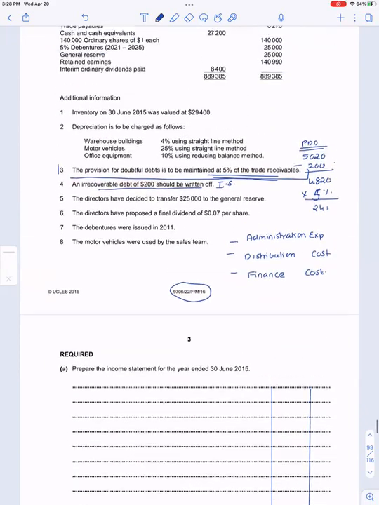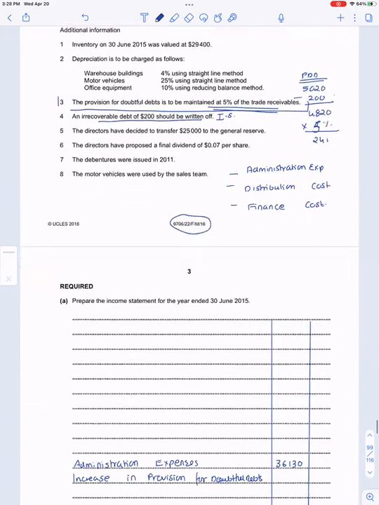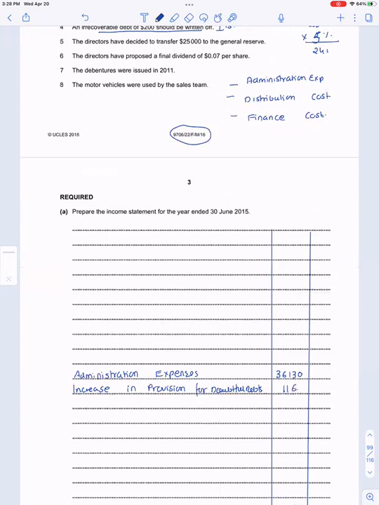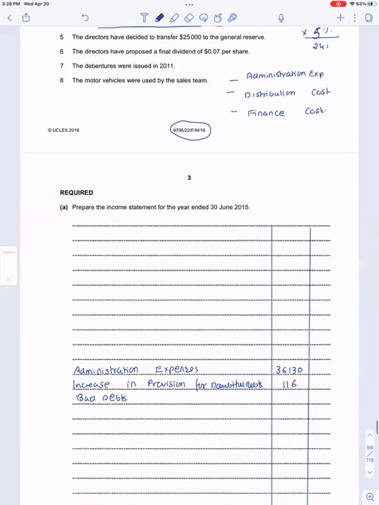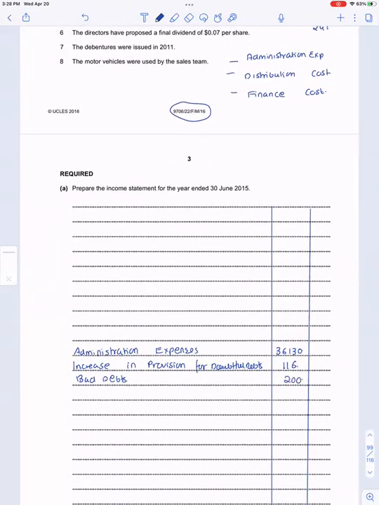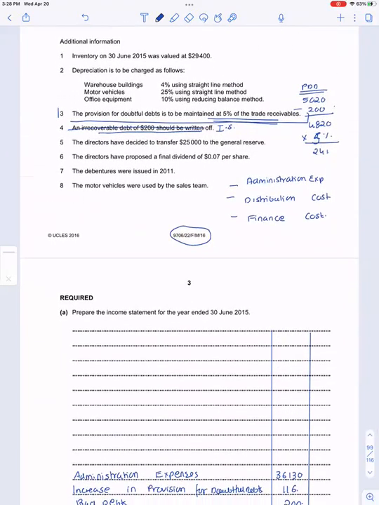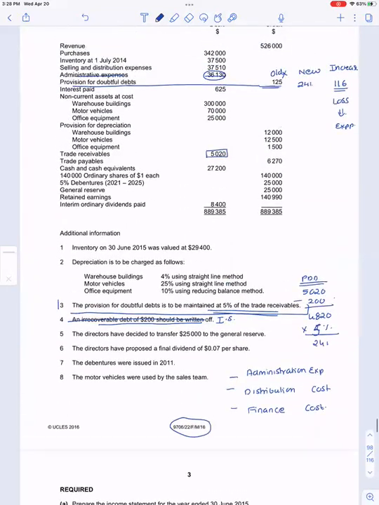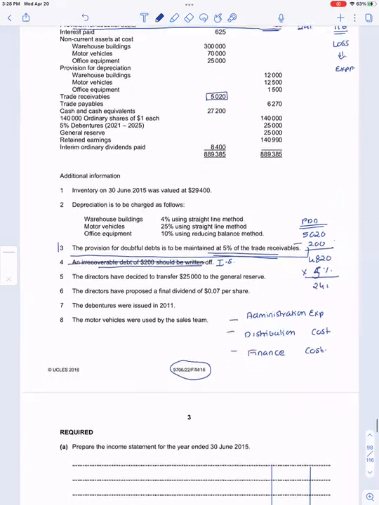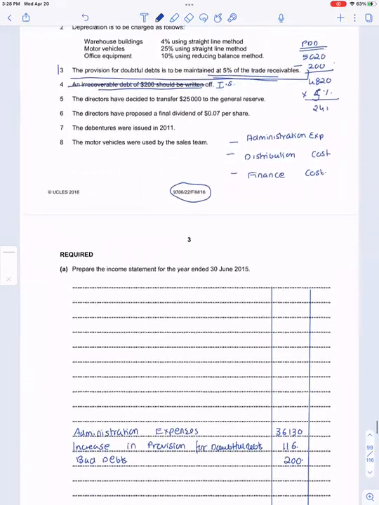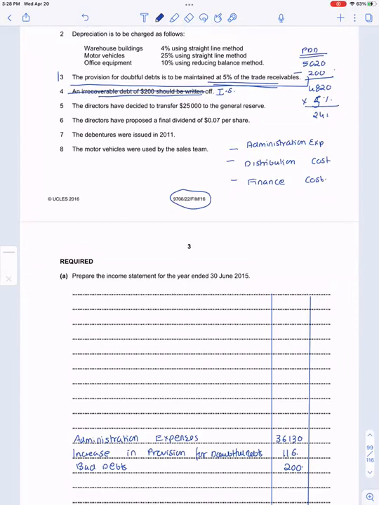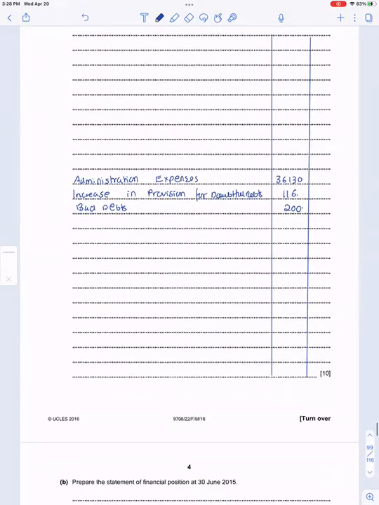How much is the increase in provision for doubtful debts? Apart from that, there is bad debts. What was the new bad debts? 200. Are you all with me? Yes, sir. Are you all with me? Others? Yeah. There is new bad debts and new RDD.